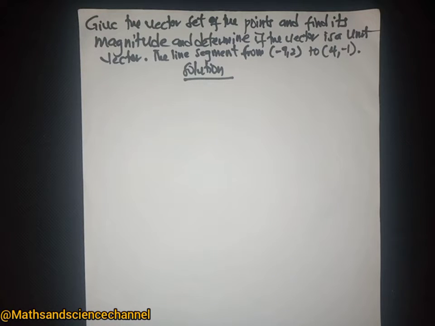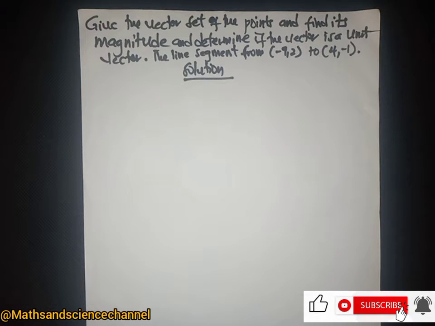Now in this section we have a question on vectors. Given the vector set of points, give the vector set of points and also find its magnitude and determine if the vector is a unit vector. The line segment is from negative 9, 4 to 2 and negative 1. Now, to find the vector set of the point.